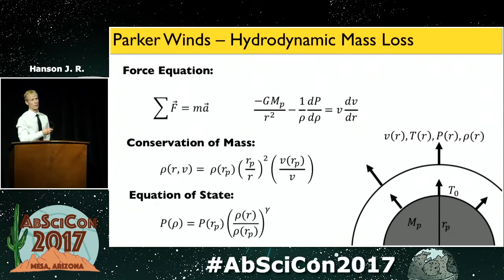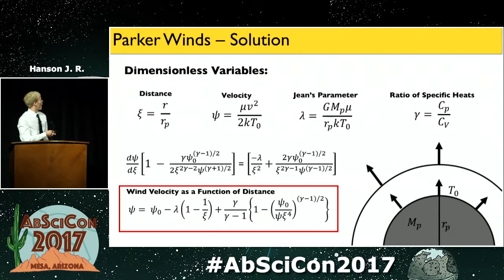The only other pieces of information you need are a law for conservation of mass and an equation of state, which we assume a polytrope here. And then the result, we'll see how many is too many here. The result is that you get the wind velocity as a function of distance. So that's really what we're after. This dimensionless variable psi is velocity, and distance is the dimensionless variable c. And then we also have the Jeans parameter, which is a ratio of the gravitational potential energy to the thermal energy. And that kind of characterizes the likelihood of a planet to have this wind.